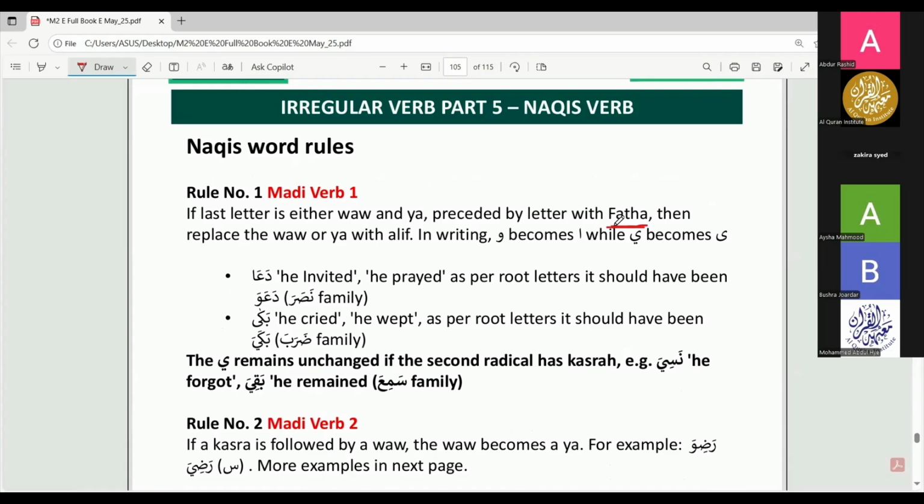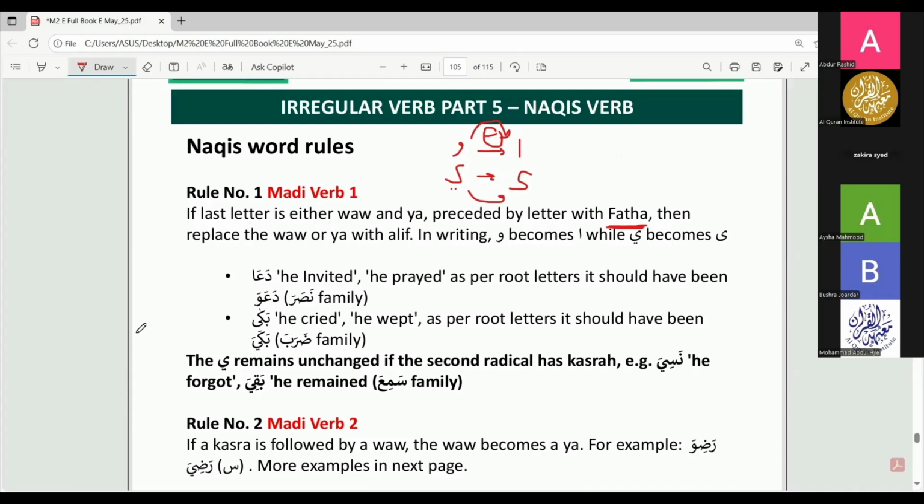So the first rule says about waw and ya. We know that in naqis verbs it's in the third radical. What happens in rule number 1? It says that if we have a waw and ya, and the preceding letter has a fatha on top of it, then this waw changes into alif, and ya with dots changes into ya. I'll just repeat it again. Waw and ya, if it has a preceding letter with a fatha on top of it, this waw changes into alif, and ya with dots changes to ya without dots.